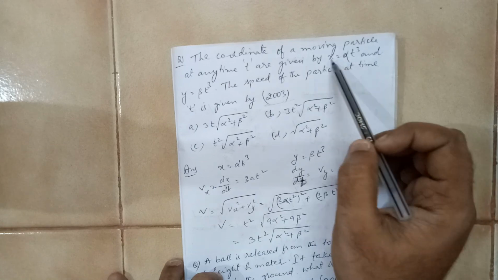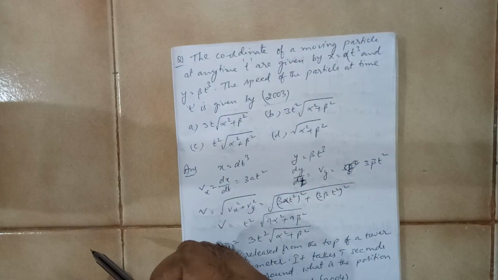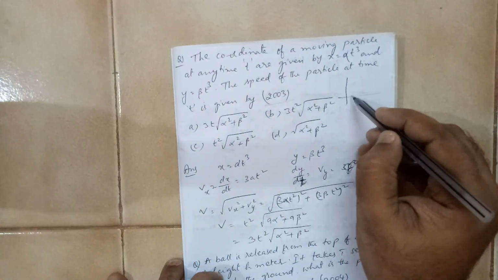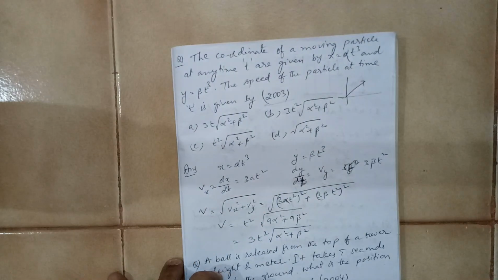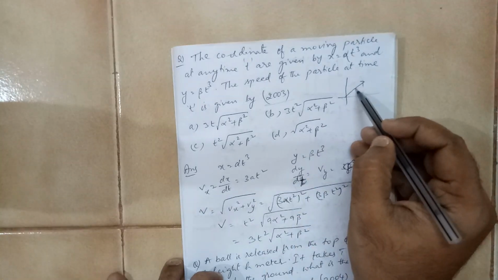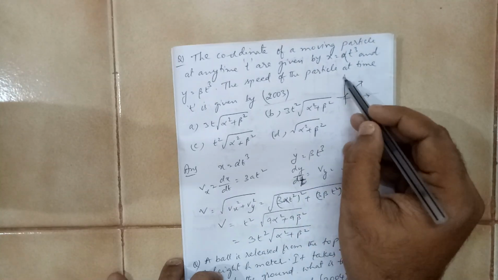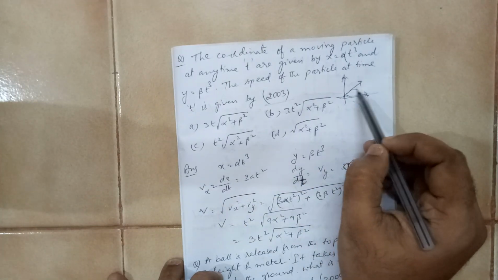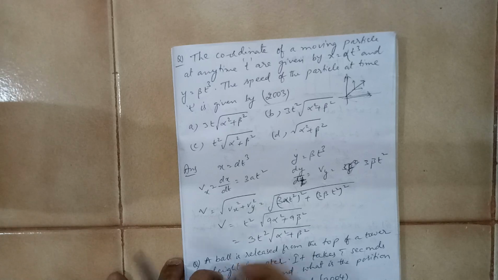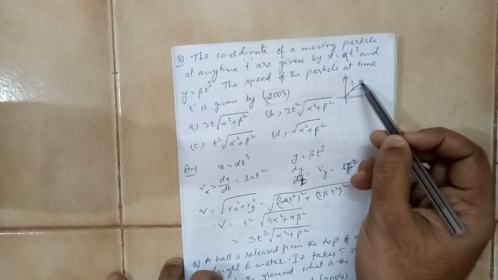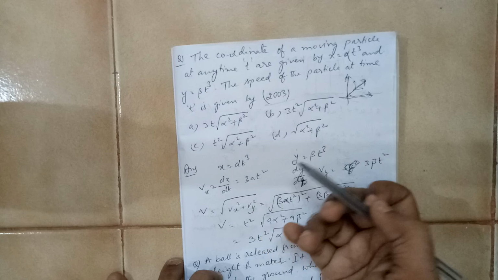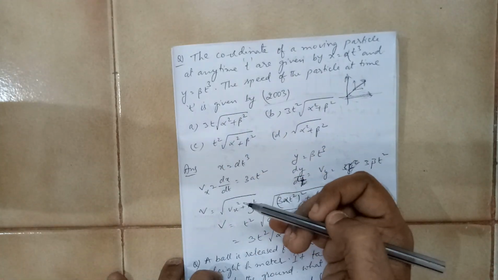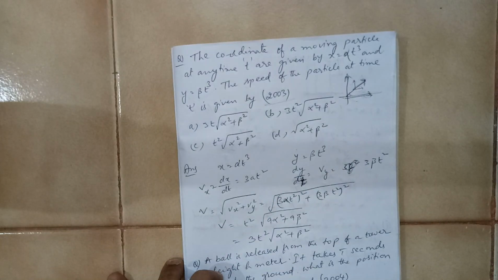See, x coordinate is given, y coordinate is given, and he is asking you the speed of the particle at any time. That means, let us say the particle is going in 2D motion. There is an x component, there is a y component. That means there must be an x component of velocity and y component of velocity at every instant of time. Once you find that, you can get the resultant, which will be the answer here. So whenever you find these types of questions, always think in terms of finding the resultant.